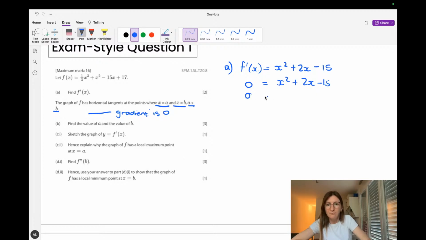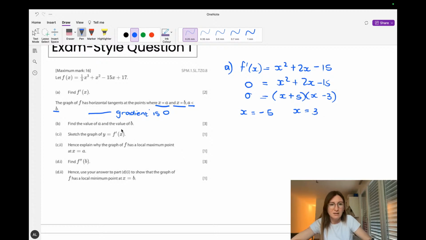What do we have? Can I factorize? Let's see. I have my factors of 3 and 5 make 15, and 5 minus 3 makes 2. So plus 5, minus 3. Check, we get 15 there, minus 15. And positive 5x minus 3x gives me positive 2x. Great. So x equals minus 5 and x equals 3.